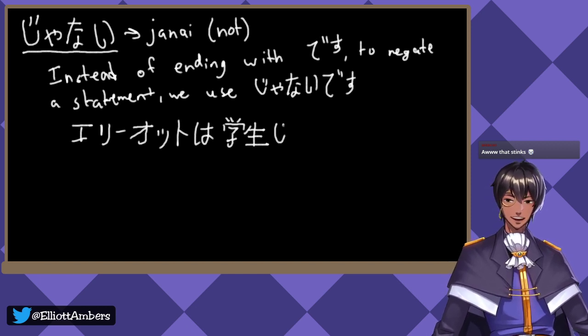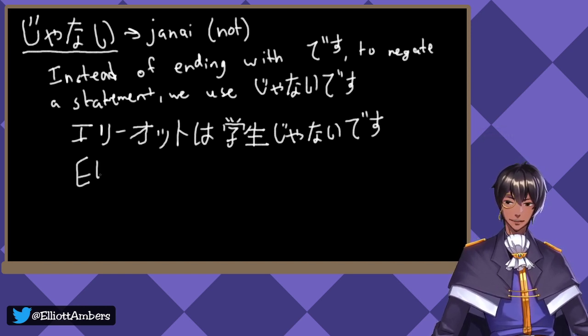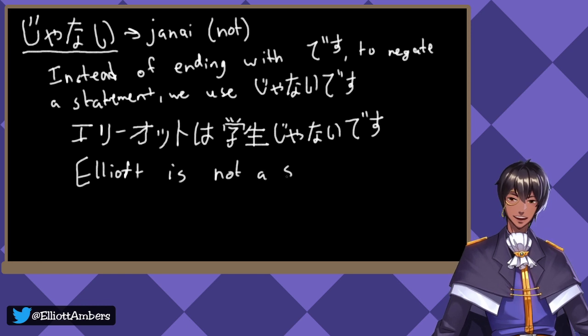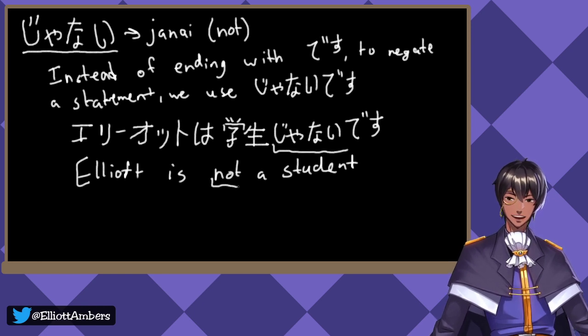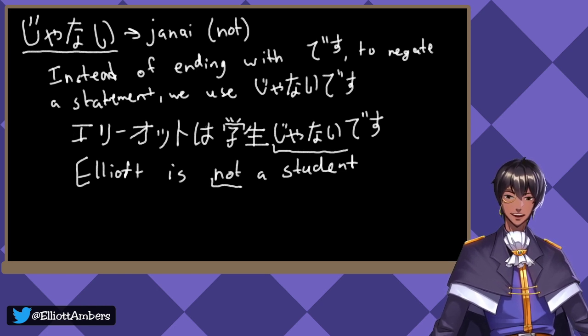Gakusei. Janai. This. So this here says Elliot is not a student. And the not comes from the janai. And just as a highlight, figure this out again, we say, Erioto wa gakusei janai desu. And this here.